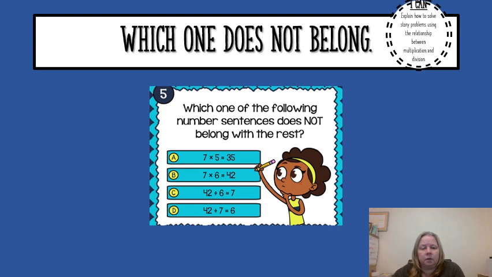So, we're looking at fact families. We want the same 3 numbers in every row. So which one does not belong? A. A has a 5 and a 35, but none of the others have a 5 and a 35. So A is the one that does not belong with the rest.